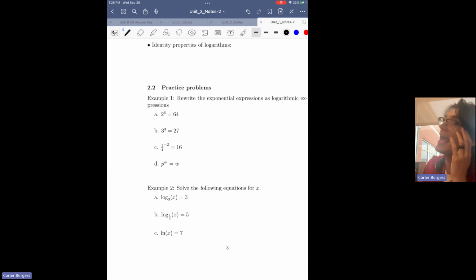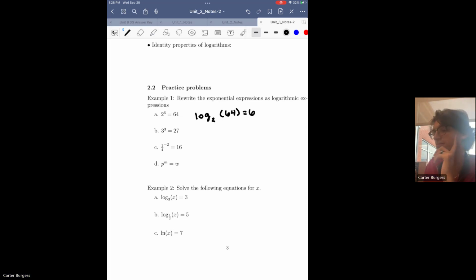So looking at 1a here, what is my base? What is my exponential base going to be? 2. And so I am looking at log base 2. Okay. What is my result? What am I plugging into my logarithm? 64 is my result. That's what goes into the logarithm. And then what is the exponent that gets spat out at the end of my logarithm? That is 6.